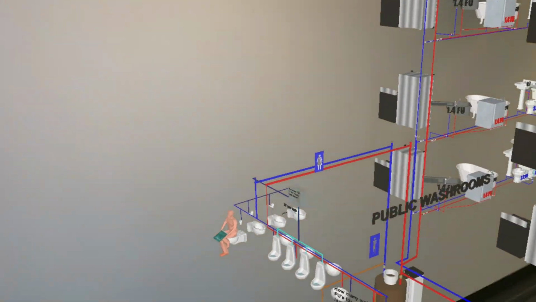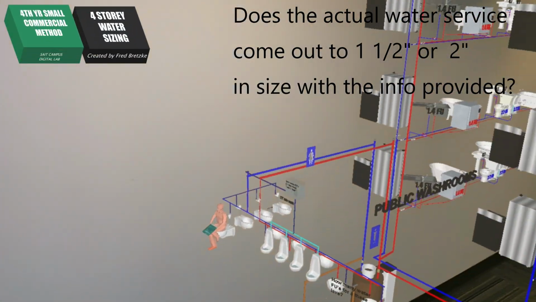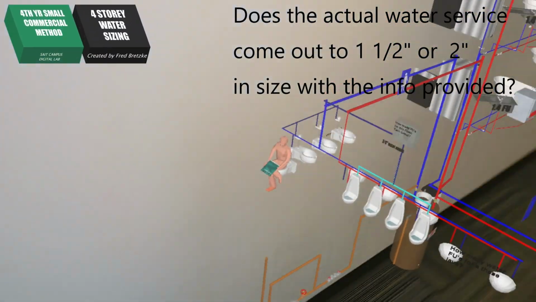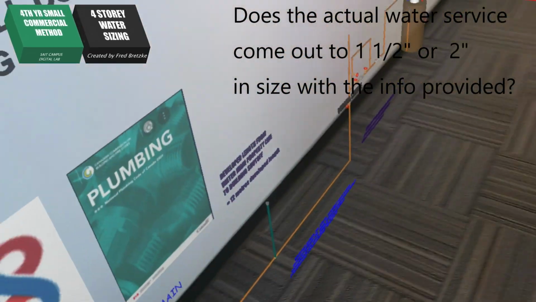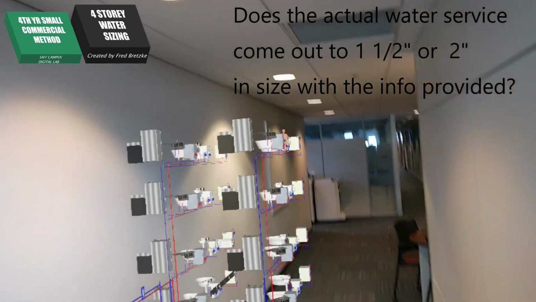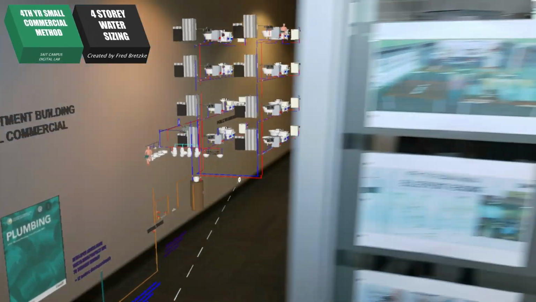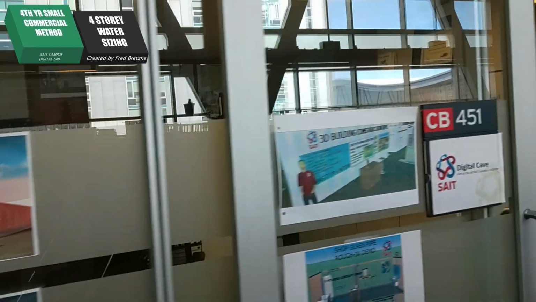Then we'd have to go to our tables in the plumbing code and figure out what size of service we would have for this commercial building. So these are the kind of exercises we do in fourth year, and we create all these exercises here in our digital cave.